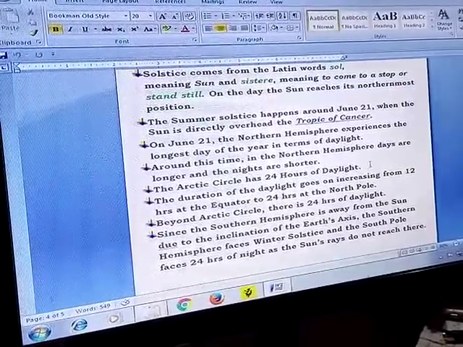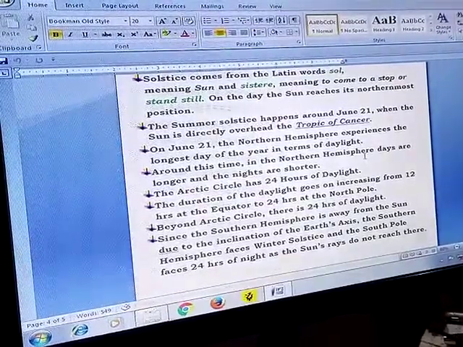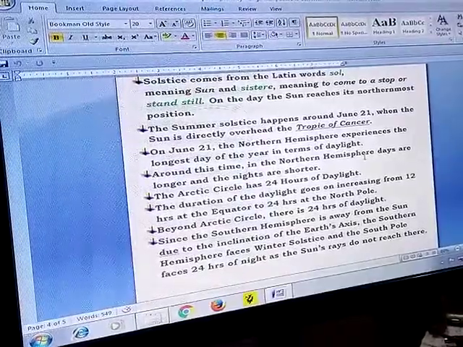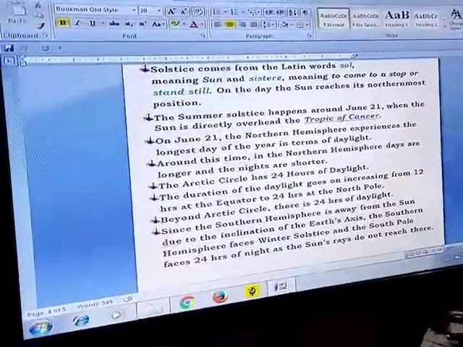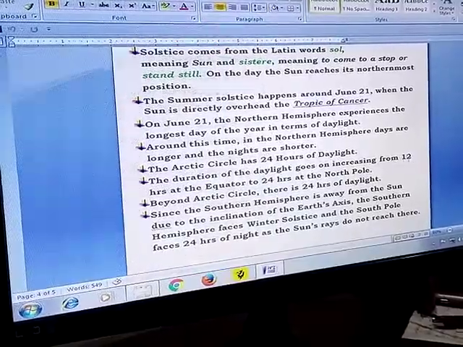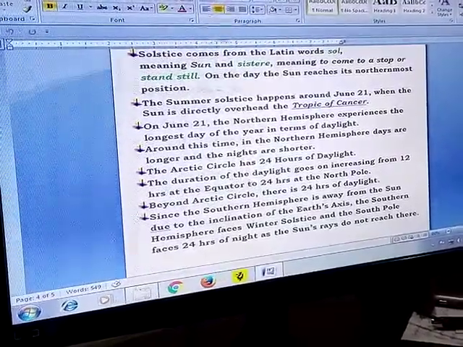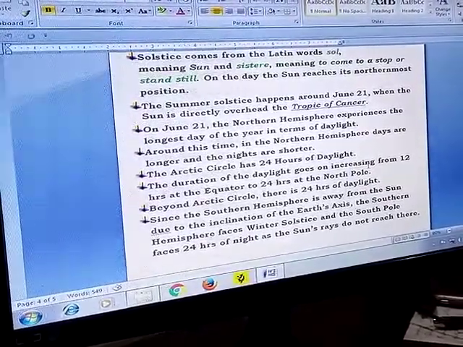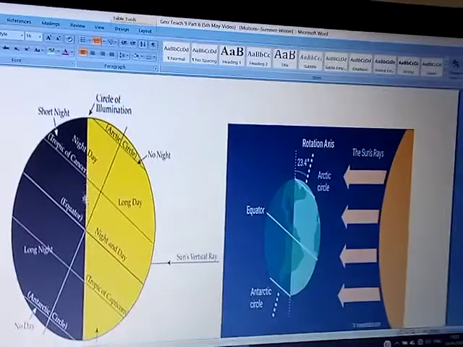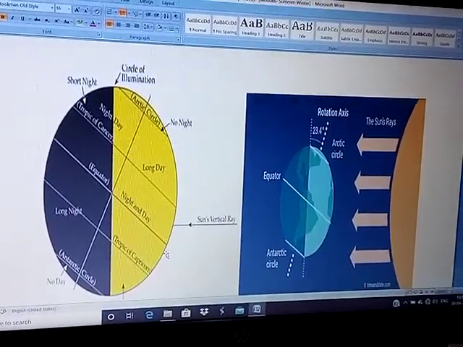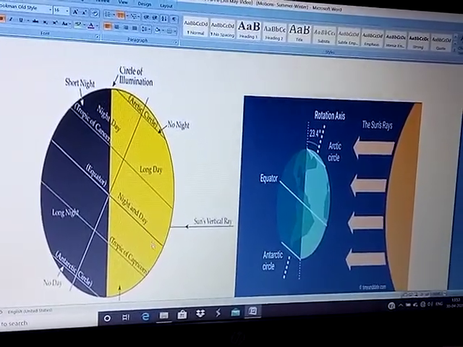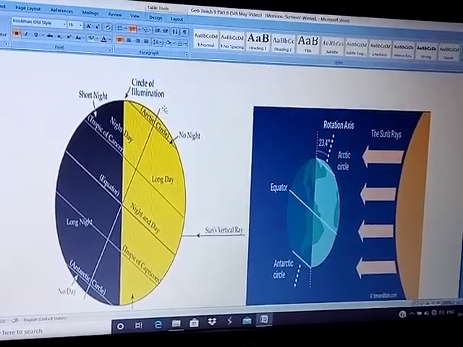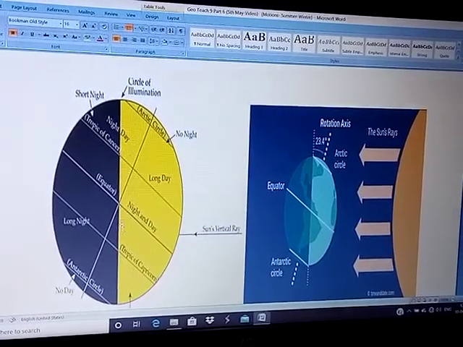Just now I have explained the North Pole will have 24 hours of daylight, meaning actually the region which is beyond the Arctic Circle. The duration of the daylight goes on increasing from 12 hours at the equator to 24 hours at the North Pole, because this is the equator, the earth is divided into 12 hours, and you see, this is the earth axis, but this is the light of illumination.